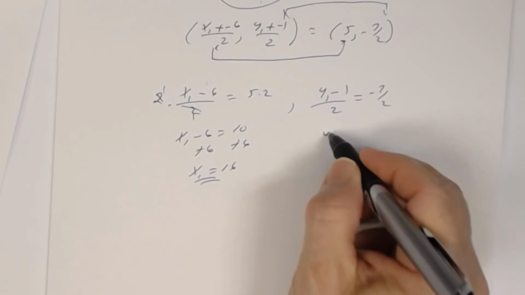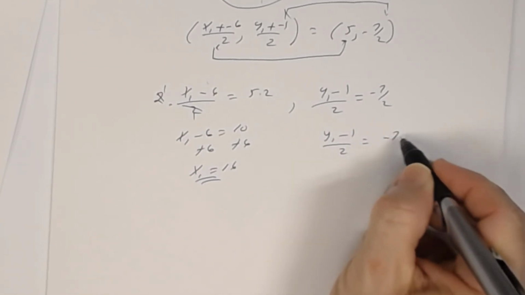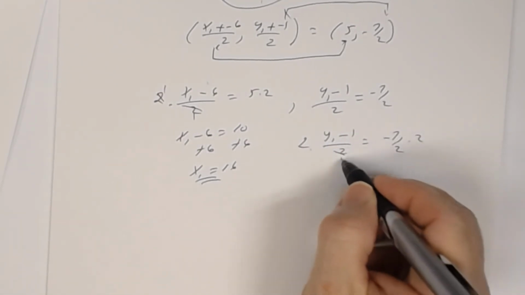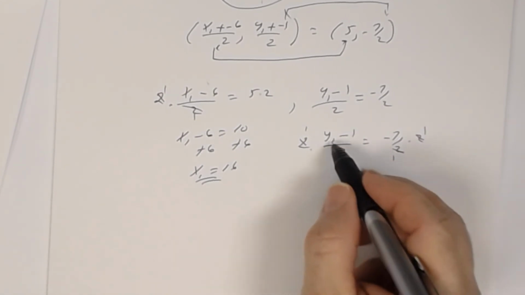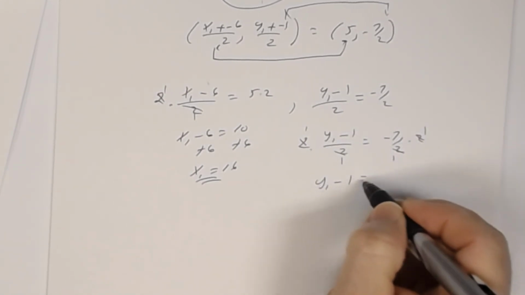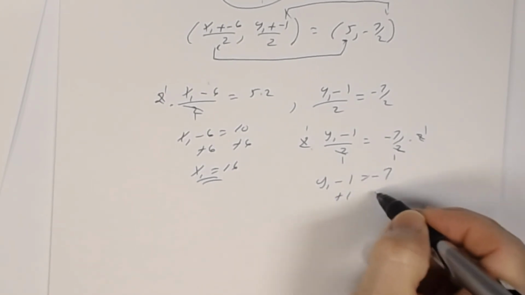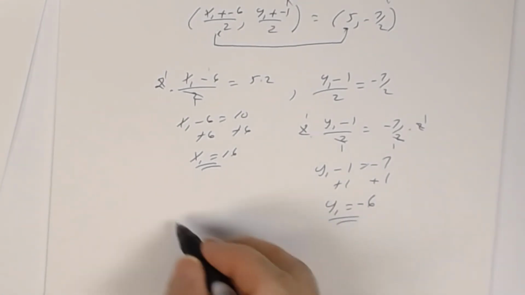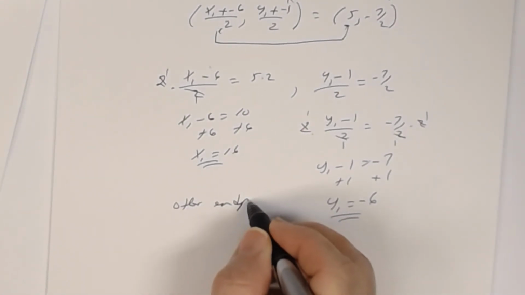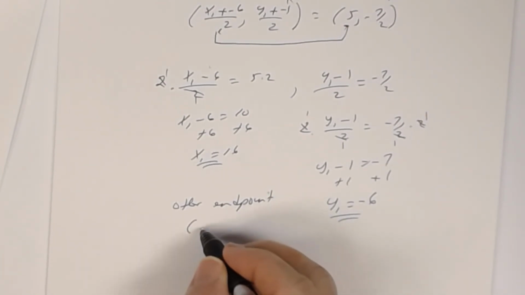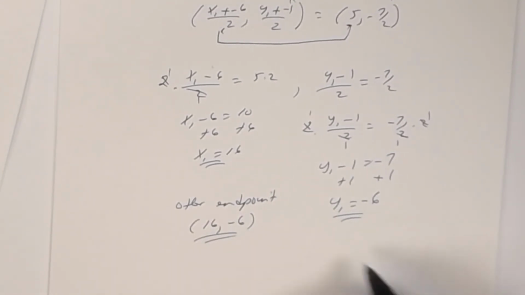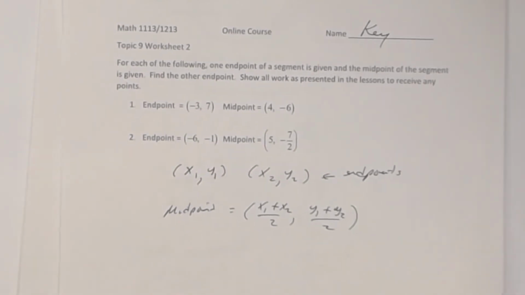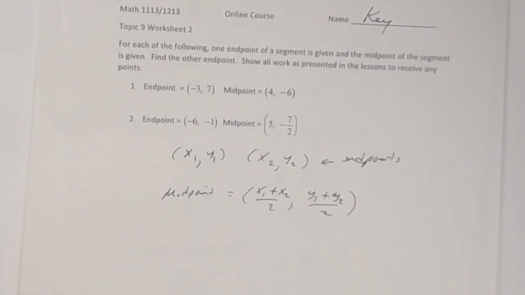Okay, let's look at the next one. I'm going to rewrite this over. Again, I multiply both sides by 2. The LCD is 2, and these 2's divide out. You get y1 minus 1 is equal to negative 7. Add 1 to both sides, and I get y1 equals negative 6. Therefore the other endpoint is 16 comma negative 6. All right, and that is the key to the second worksheet of topic 9.